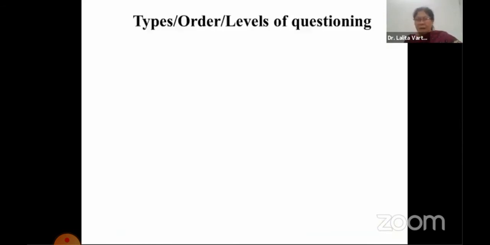Now, you would say that yes, this is fine, but what are the different ways in which we can actually use the questions in our question papers? So, here I am going to present a few of the verbs which you can use for the different levels of questioning.